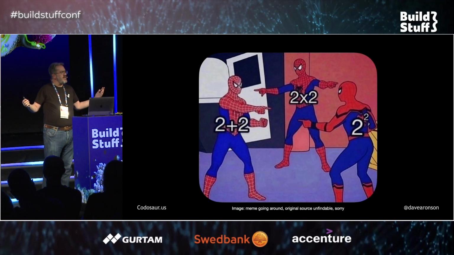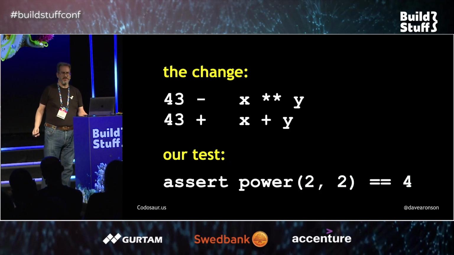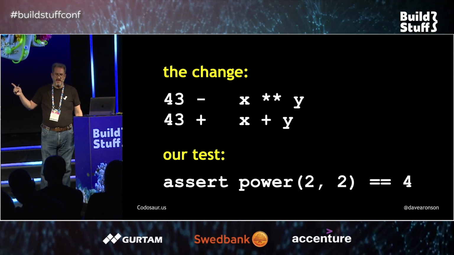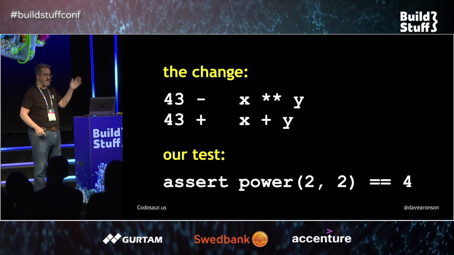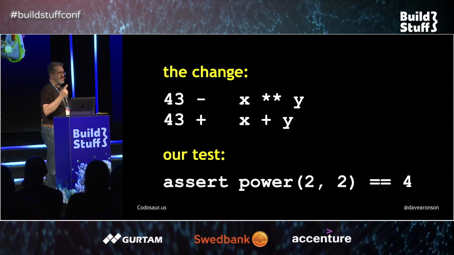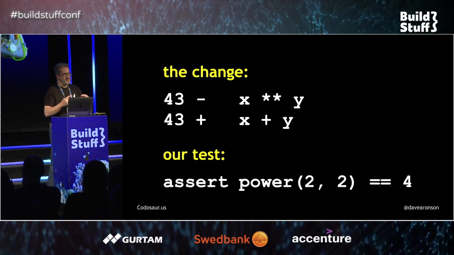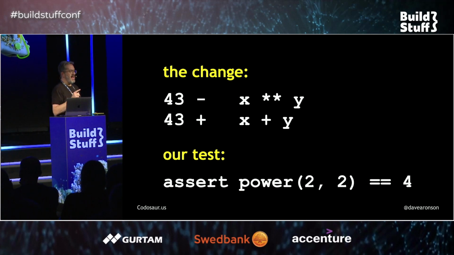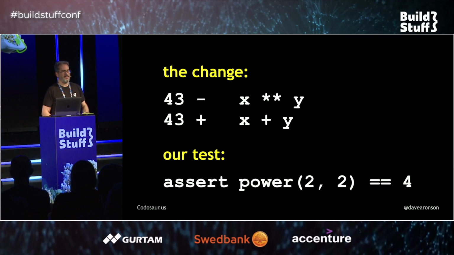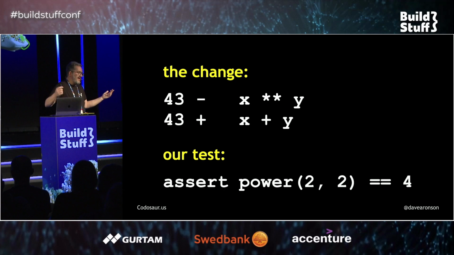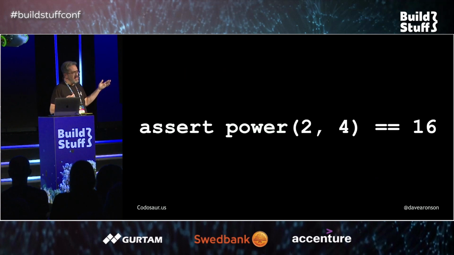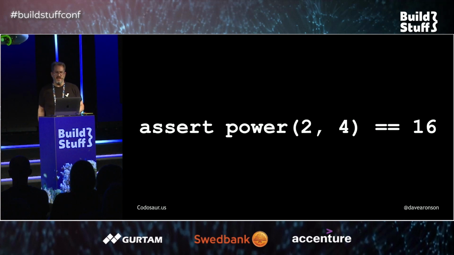So, how can we kill this mutant? In other words, make at least one test fail when run against the mutant that would pass when run against the original code. What we need to do is to make at least one test use inputs to our function such that x plus y is different from x to the y. For instance, we could add a test or change our existing test to something like asserting that 2 to the 4th is 16. A pretty simple concept.